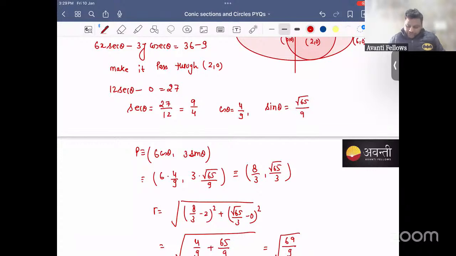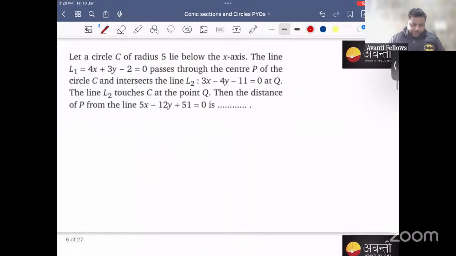Now let's do the next one. Look at this question. Let a circle C of radius 5 lie below the x-axis. A line L1 passes through the center P of the circle C and intersects L2 at Q. L2 touches C at point Q. Distance of P from this line. Yes, give it a try.